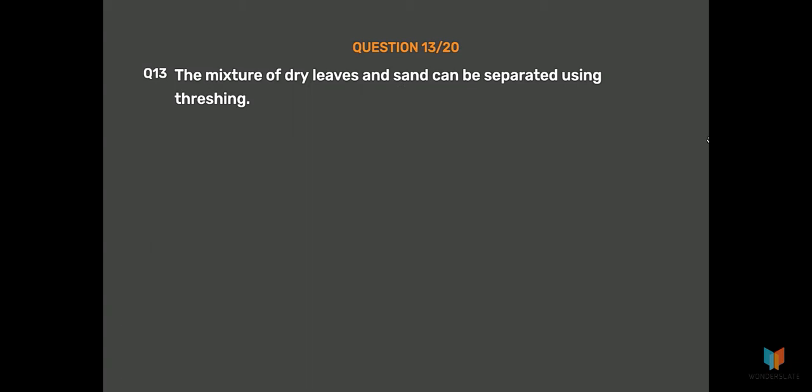Question number 13. The mixture of dry leaves and sand can be separated using threshing. Option A. True. Option B. False.